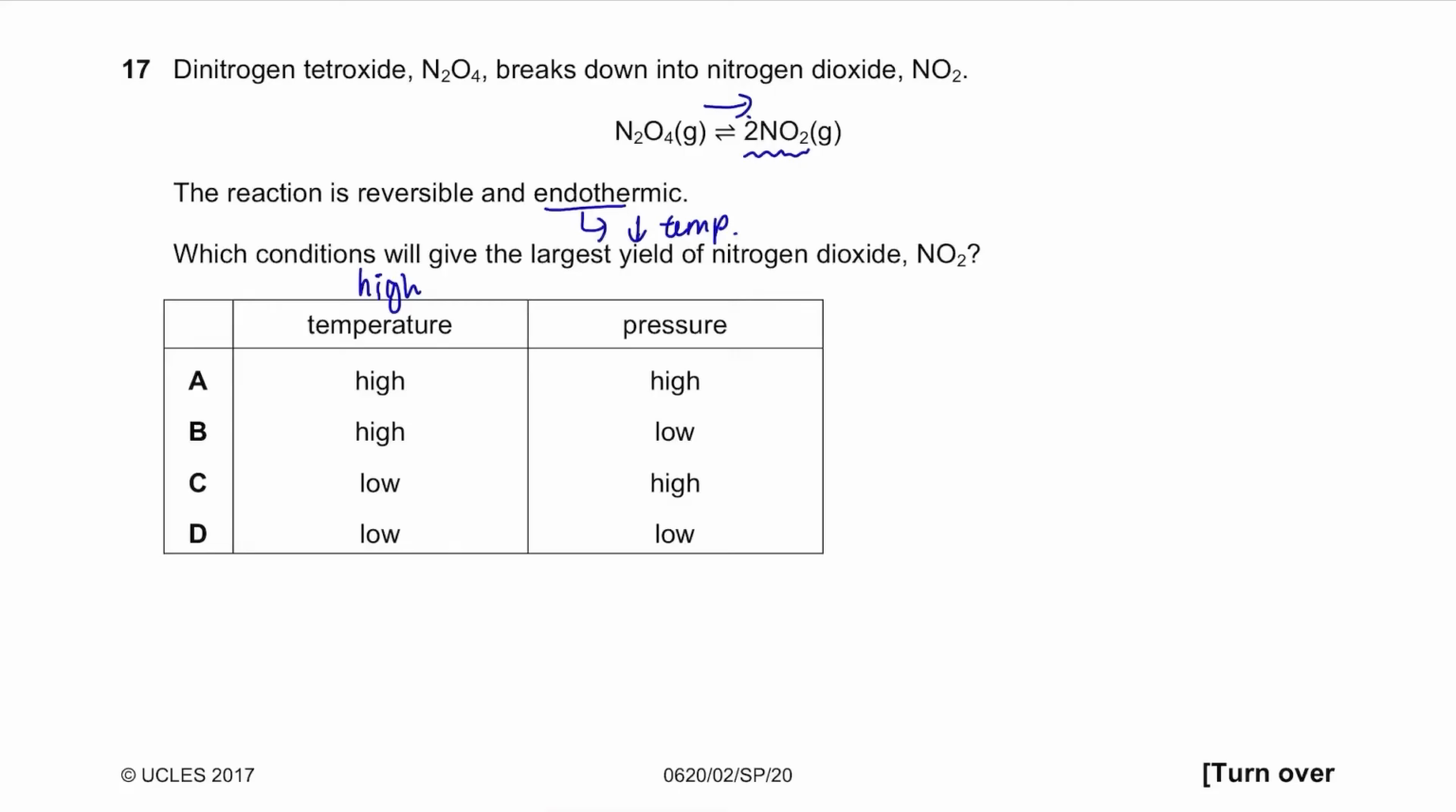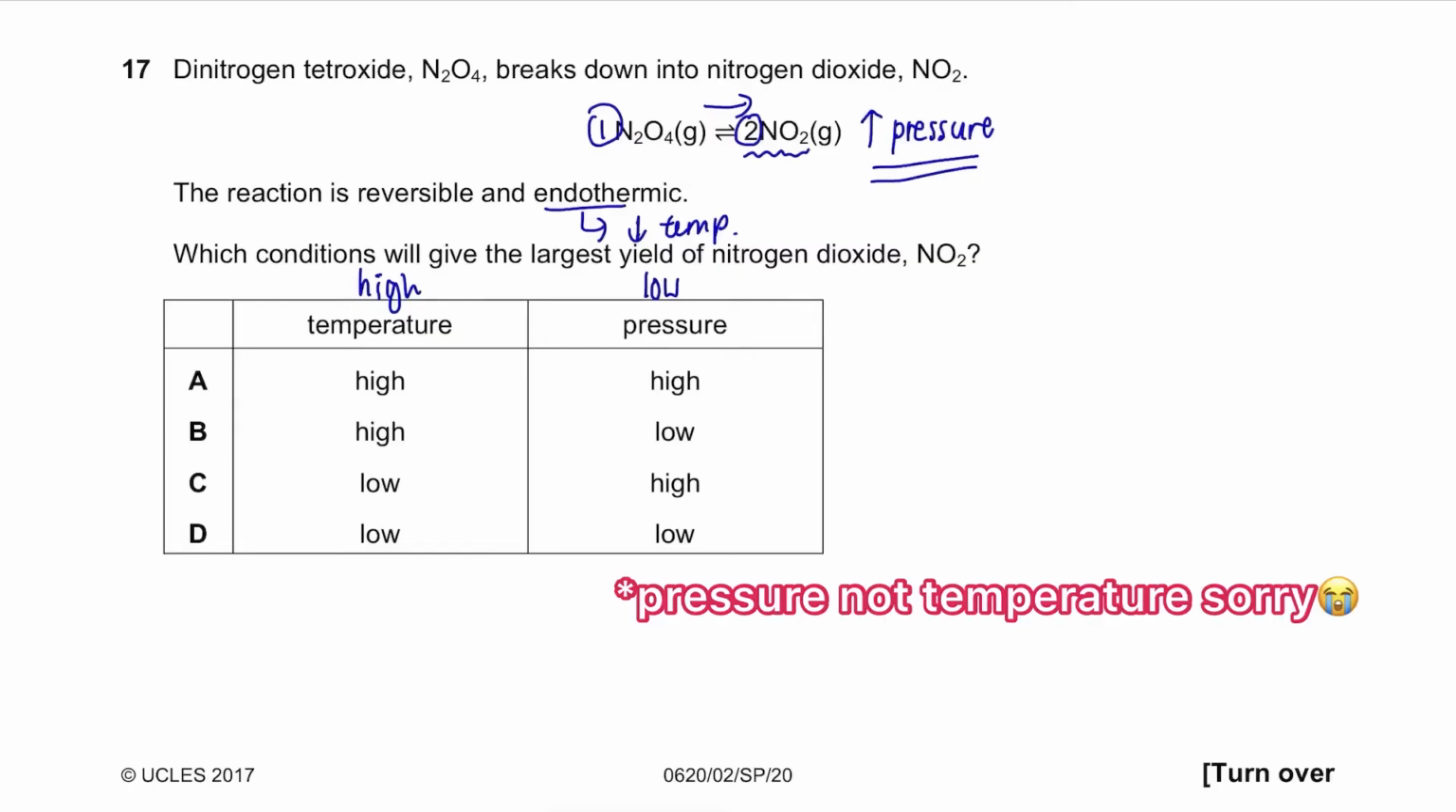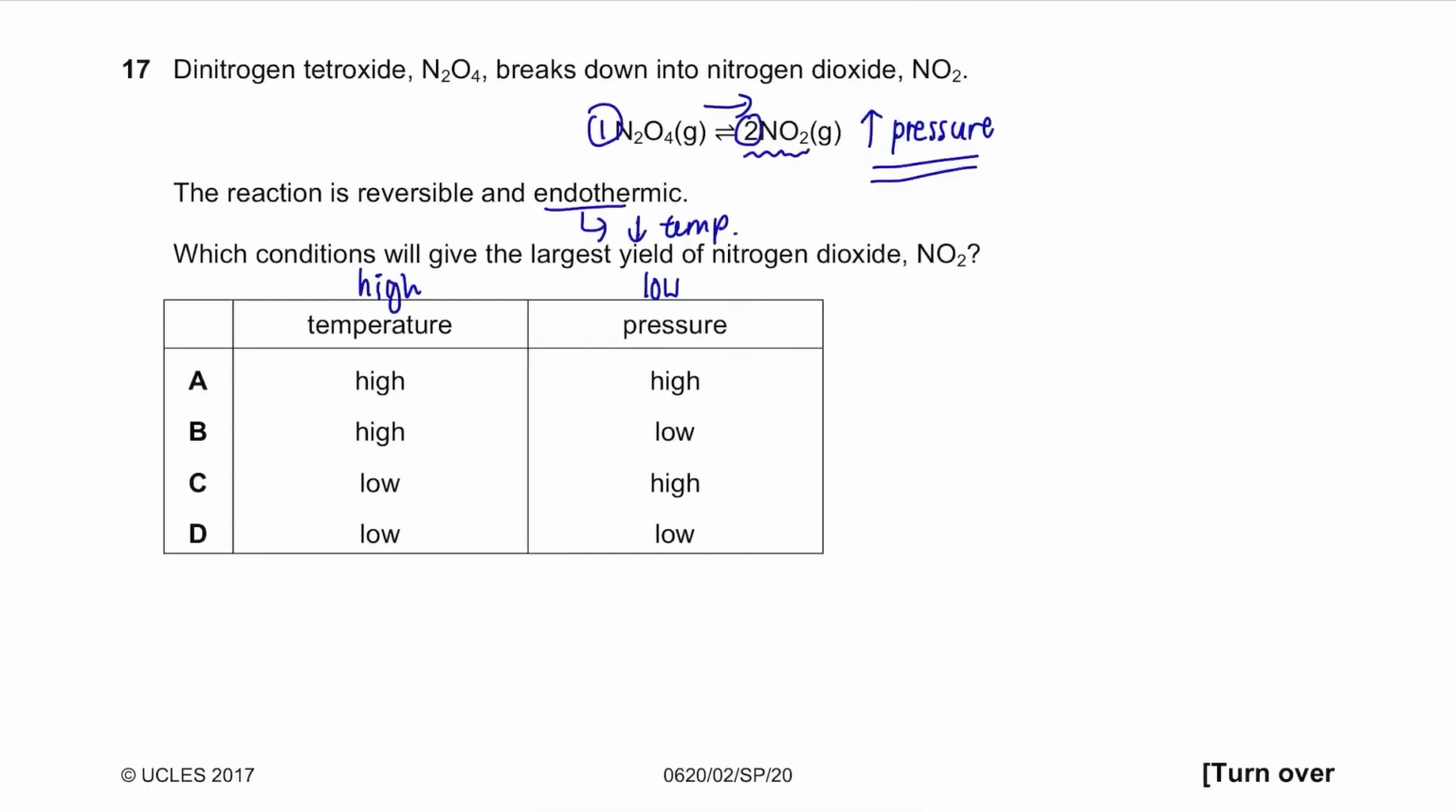For the pressure, the more number of moles on one side of the equation, the higher the pressure, because it means there are more number of moles in the same given space. We can see that the side with NO2 has more number of moles, so it's where the pressure is higher, and if the forward reaction occurs, the overall pressure will increase. Same thing, to trigger the forward reaction to occur, we decrease the pressure. Low pressure will result in bigger yield of NO2. The answer is B, high temperature and low pressure.